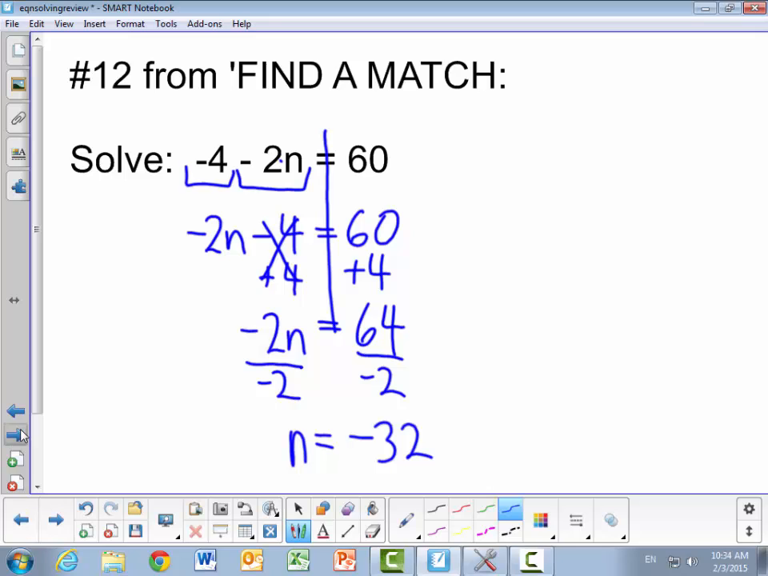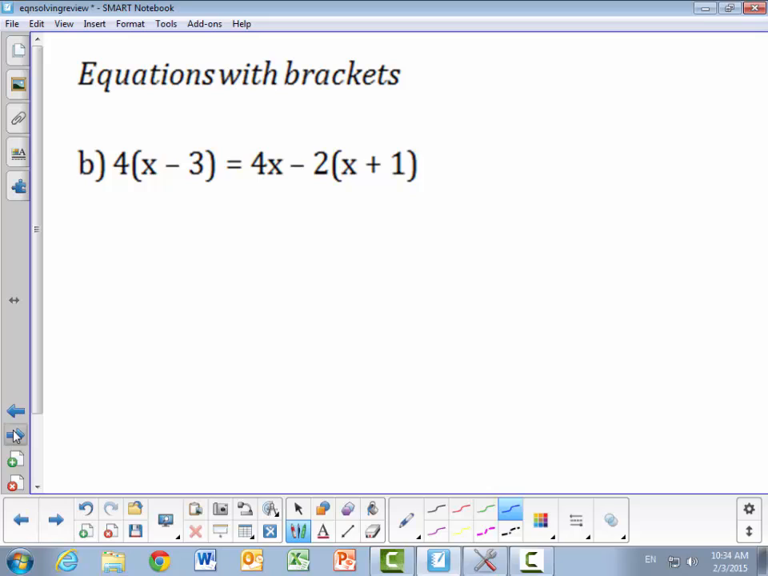Going back to the front page of your stapled assignment, we're going to do B. And this is solving equations with brackets. Whenever you have brackets, the first thing you want to do is distribute into the brackets. So this 4 is going to get multiplied to both terms in the bracket.